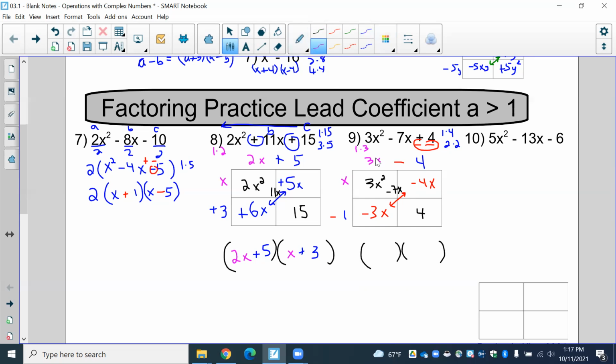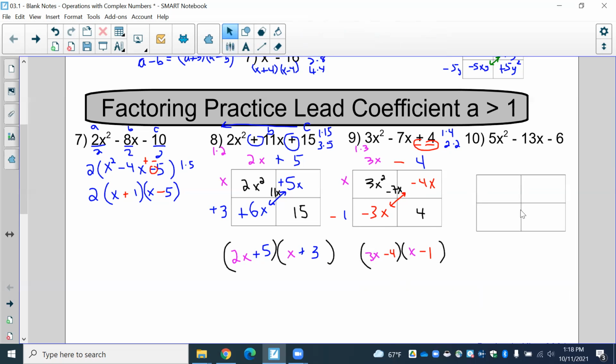All right, so again, the factorization is 3x and x, and then we have the -4 goes with the 3x, and the -1 goes with the x. The beauty is you don't need to check it because you sort of are checking it as you're doing it, and that's the beauty of using this method.